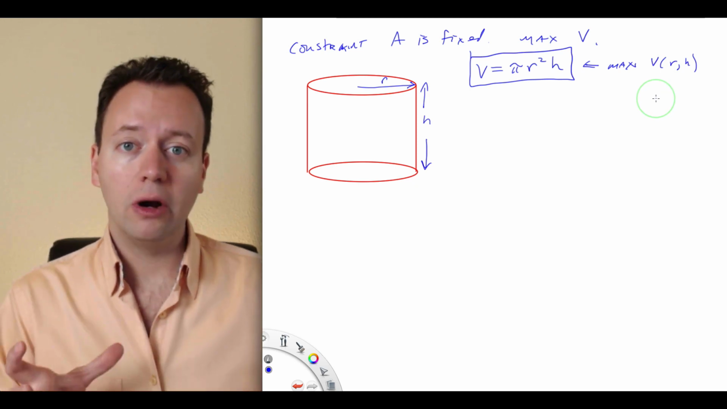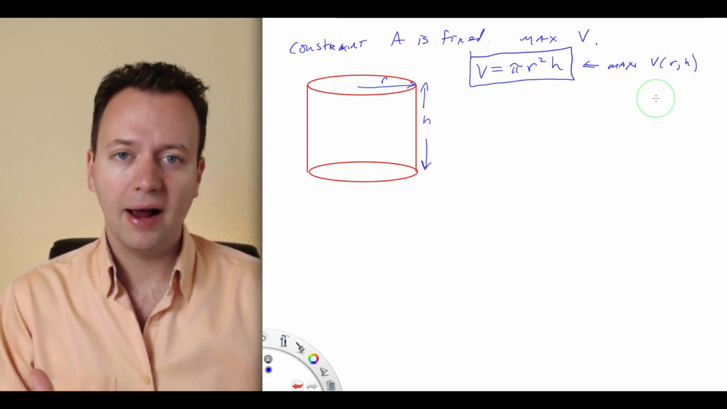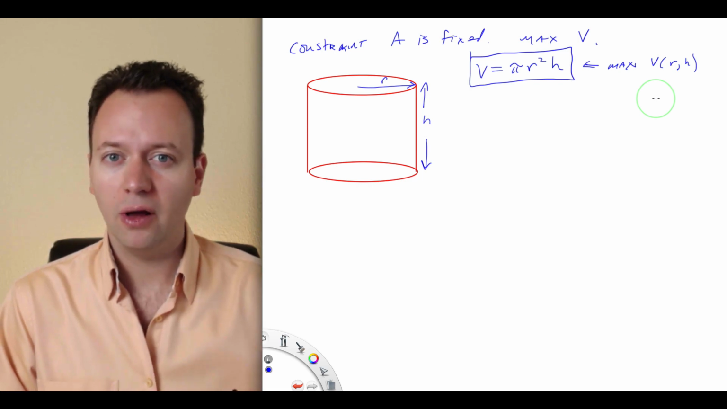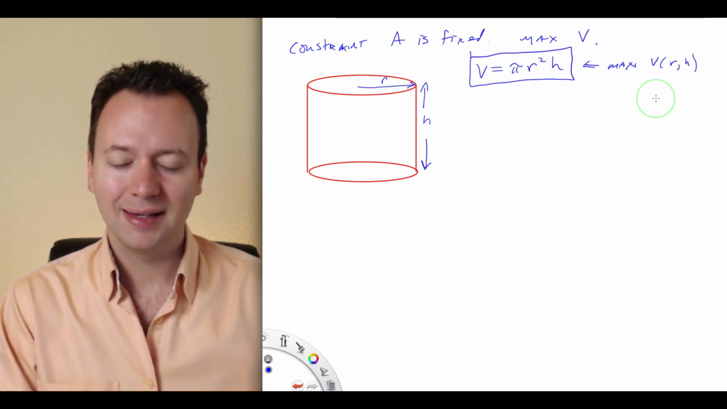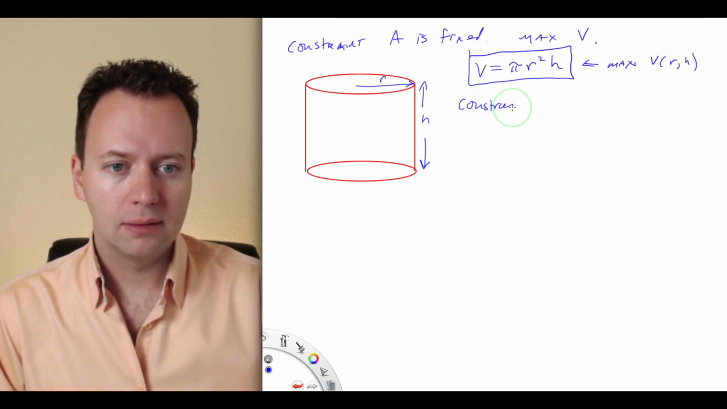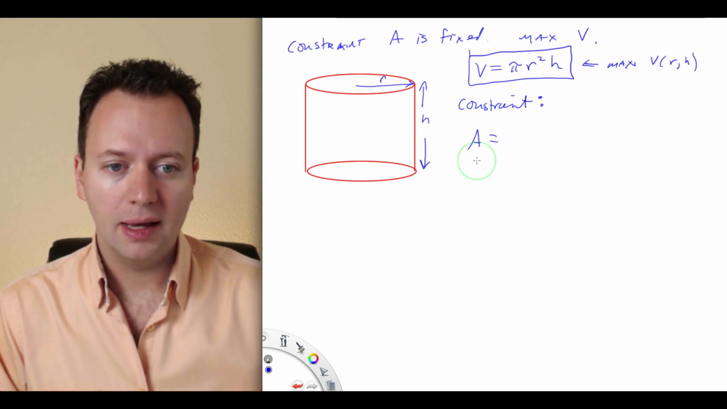Now we have two variables, so there has to be something else. There has to be a constraint. And our constraint is that the total surface area of the cylinder is fixed. So our constraint is that the total area is this fixed constant. So A is a constant.